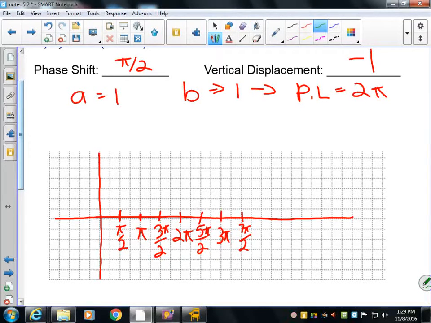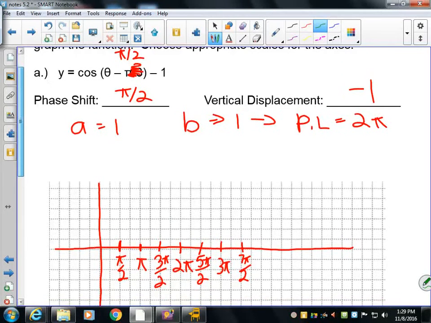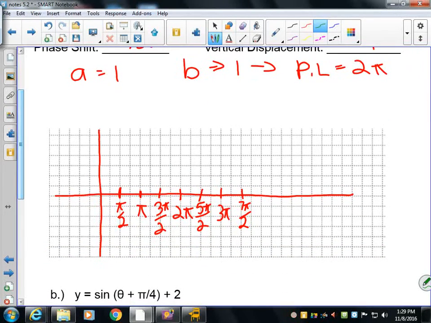Now, then I think about this. What was the original question? The original question was cos. Where does cos normally start? Cos normally starts at 1. So I guess we should label 1, right? So I'm going to label 1 here, 2 here, 3 here. This is -1. This is -2.